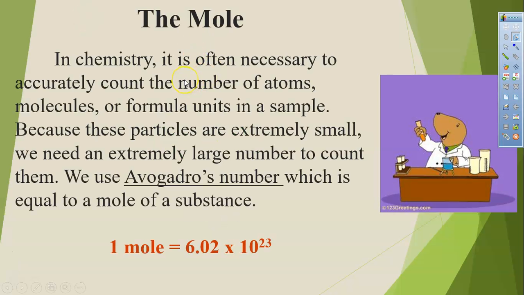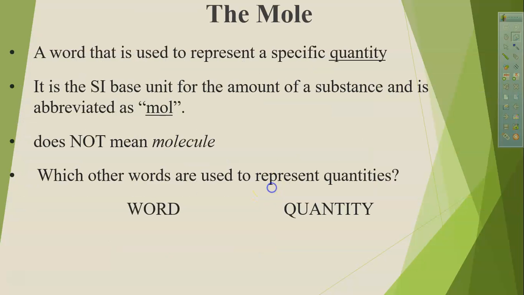In chemistry, it's often necessary to accurately count the number of atoms, molecules, or formula units in a sample. But since these things are so terribly small, we need a very, very large number to count them. So we use something called Avogadro's number. Avogadro's number is equal to 1 mole of any substance. So 1 mole of anything is Avogadro's number. Avogadro's number, as you see there, is 6.02 times 10 to the 23rd, which is a whole lot of anything. But that's what we use to count really tiny things like electrons or atoms.